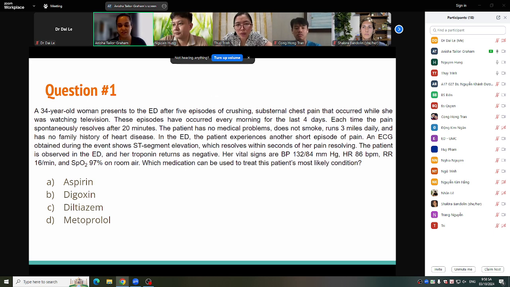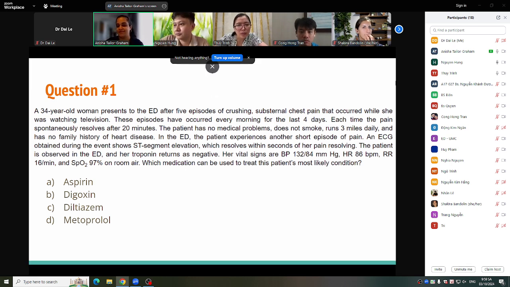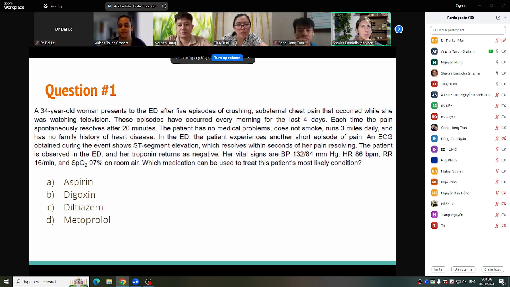Typically, I didn't do this for this question, but typically I'll start with reading the last part of the question stem first. So, which medication can be used to treat this patient's most likely condition? So, does anyone have any thoughts? Peng, how about you? You guys are also welcome to put your guess of an answer in the chat if you want as well.